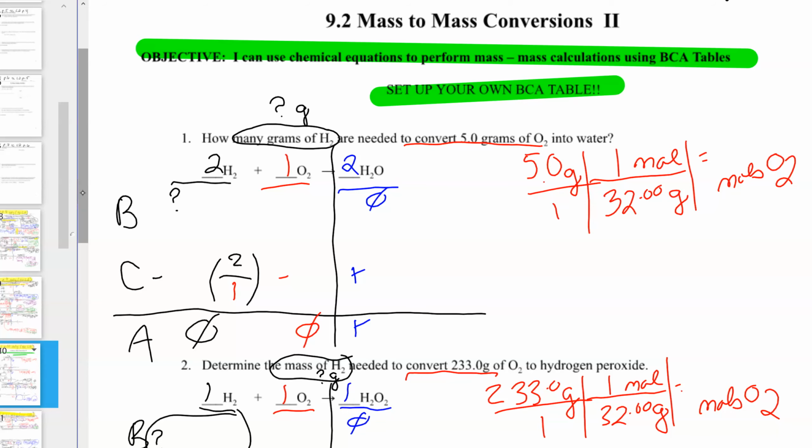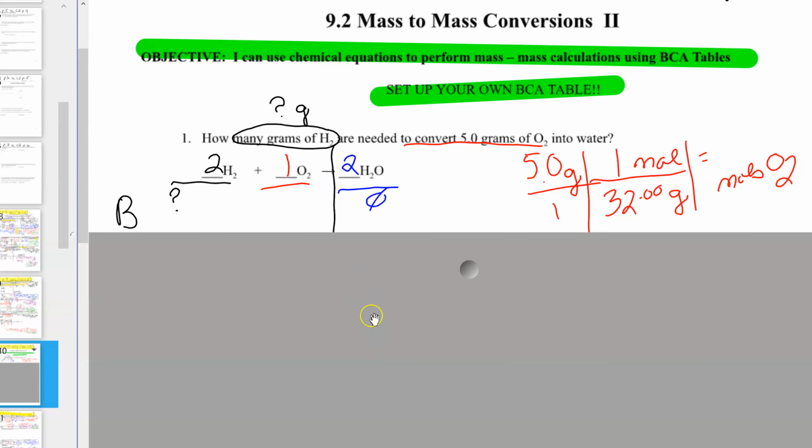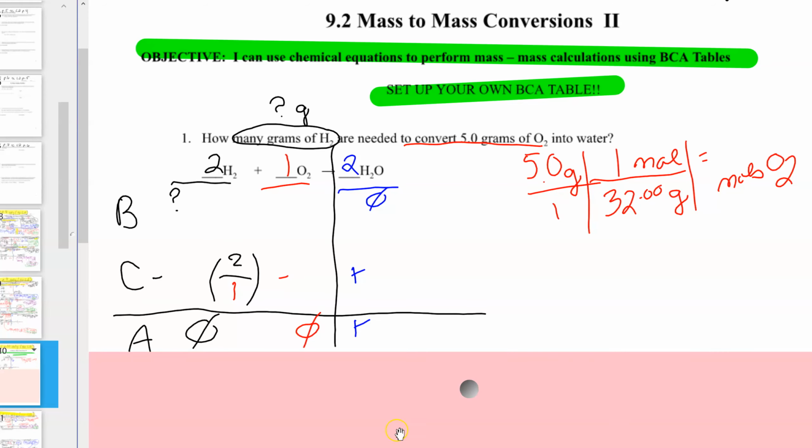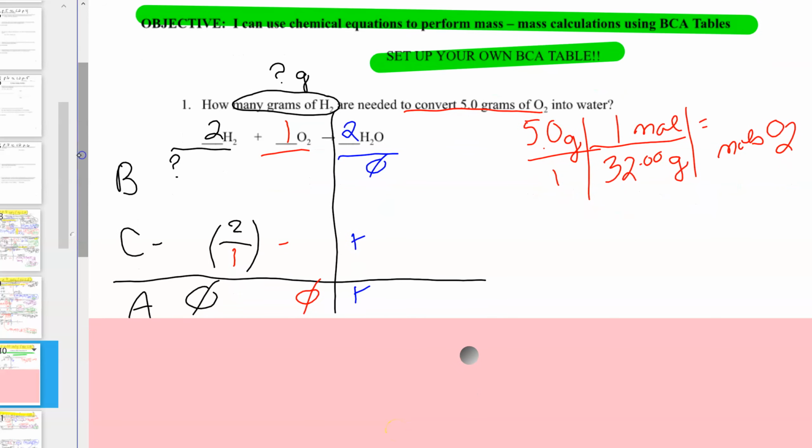Number 1, how many grams, I probably should turn on the shade here so we can focus on the one problem at a time. How about pink today? Okay. Number 1, how many grams of H2 hydrogen are needed to convert 5 grams of O2 into water?